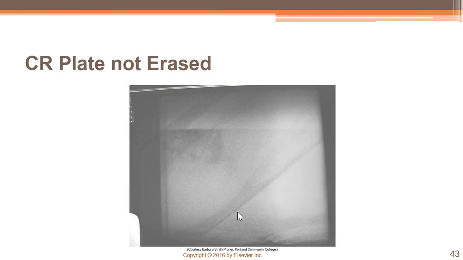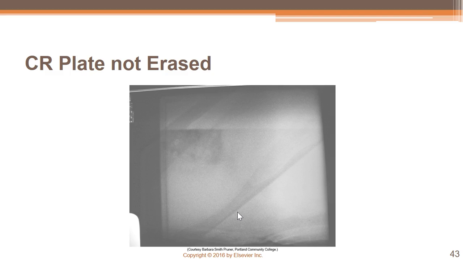And then this is an image produced by background radiation on a CR plate that had not been used for days. And this is something else that we will talk about later, is that when you have a CR plate, and that's computed radiography, if it's been sitting around and not used, the person coming in first thing in the morning is supposed to erase them.